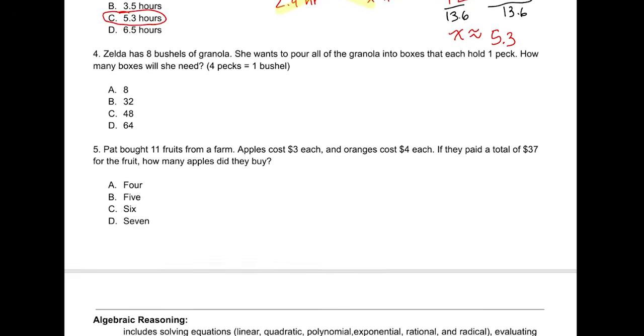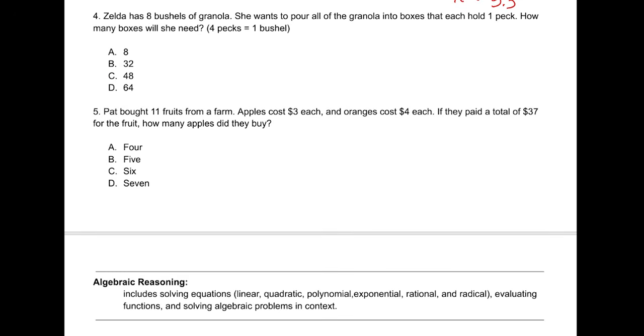Number 4 says Zelda has 8 bushels of granola. She wants to pour all the granola into boxes that each hold 1 peck. So basically 1 box is going to be the same as 1 peck here. How many boxes will she need? So we'll start with the conversion that's given, and pecks and bushels, this is something we've talked about before, are pretty uncommon units of measurement. And I would fully expect that if they give you a problem with pecks and bushels, they'll also give you the conversion. I highly, highly doubt that they would not give you that.